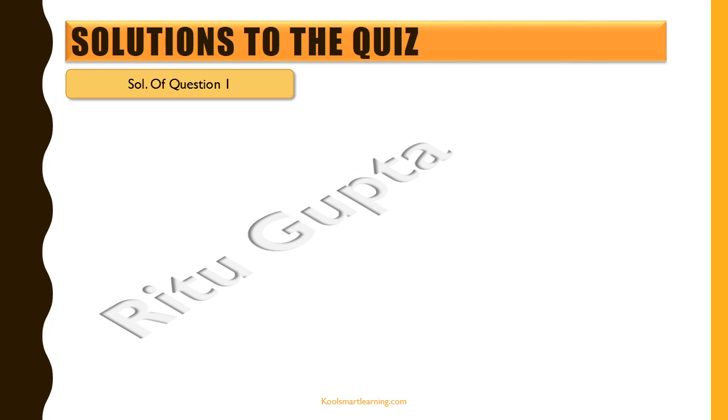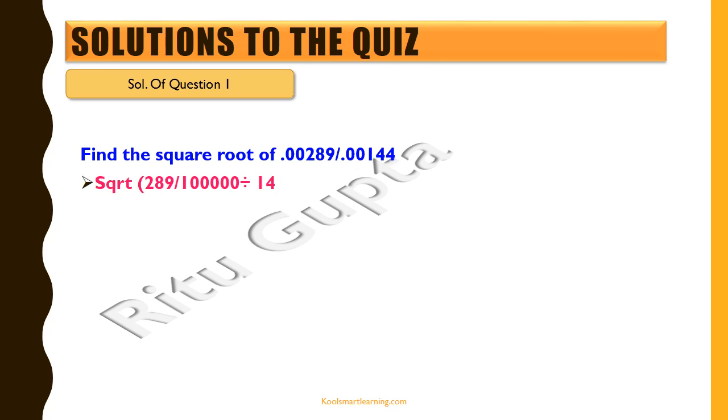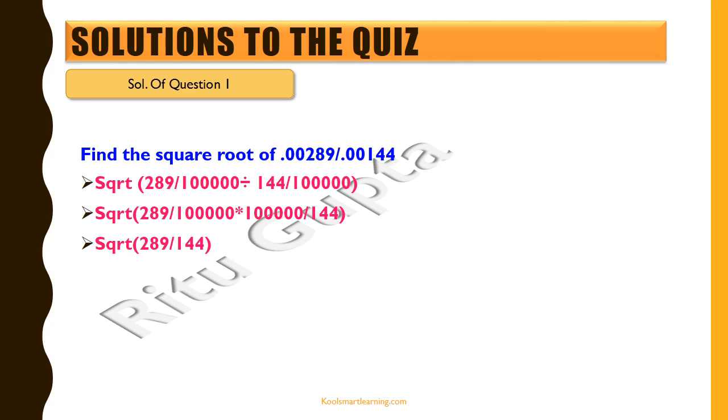Let's look at the solution for all these questions that we have given in the quiz. So you try to find out the square root of this number. We'll first convert the decimals to their P by Q equivalent, which would look like this, which makes it 289 by 1 lakh divided by 144 divided by 1 lakh. So this is what we have to find. If we change the division to multiplication, it becomes 289 by 1 lakh multiplied by 1 lakh by 144, which comes out to be finding the square root of 289 by 144.